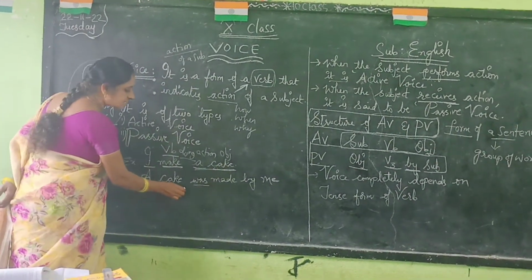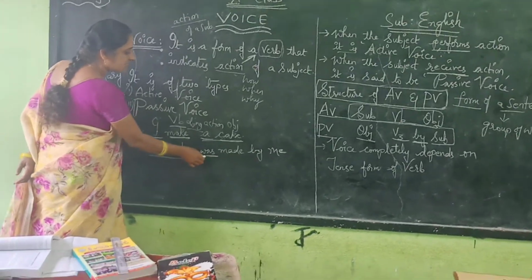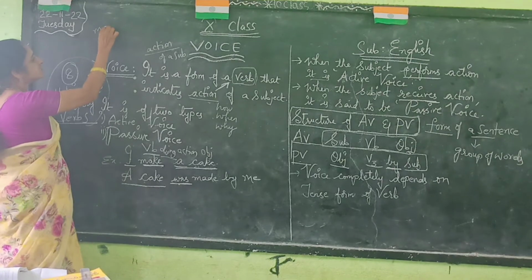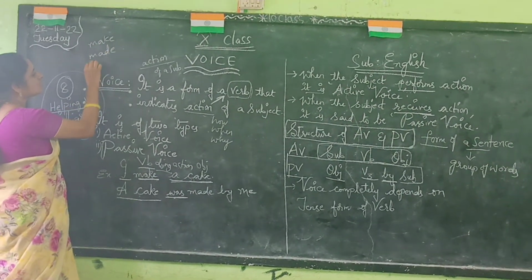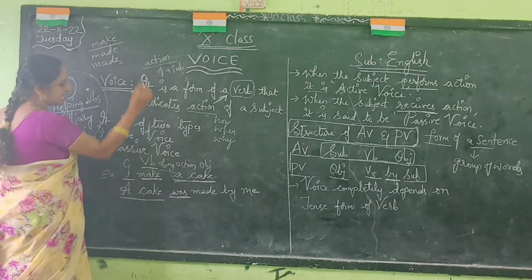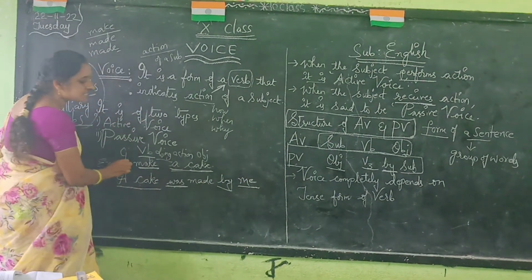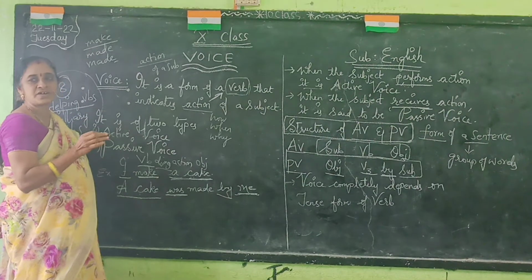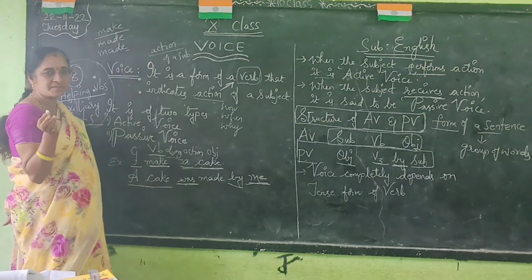In passive voice we have to use helping verbs. A cake was made. The third form of make is made. We have to write the third form of every verb. Made, by, and I becomes me here. I will give one table showing which word becomes what in passive voice.